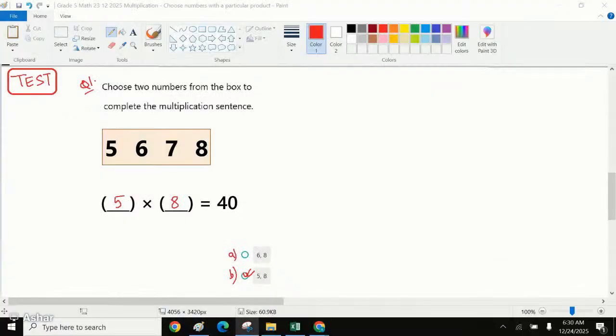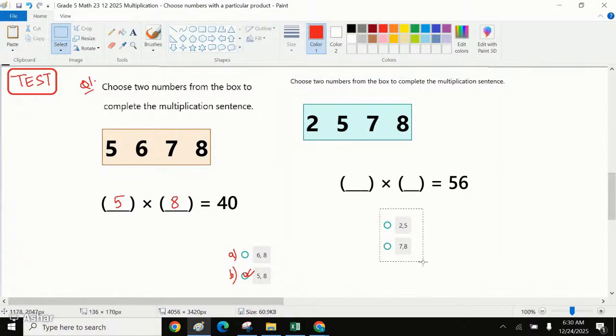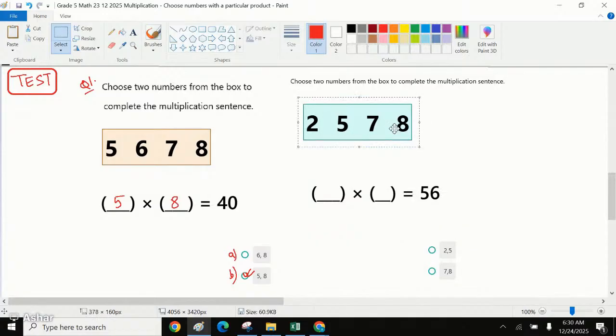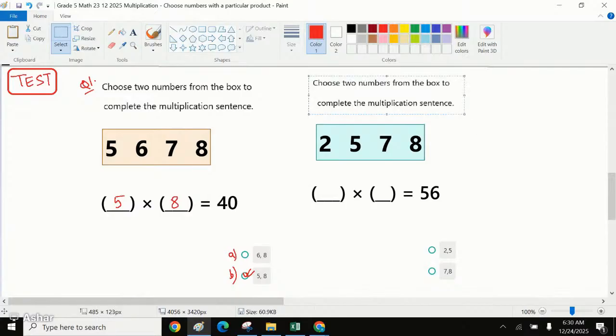The next question, question number 2 from the test. I'll just write down option A and option B. This was still the same statement. We need to complete the sentence. The question says, choose 2 numbers from the box to complete the multiplication sentence. This is option A and option B. So which 2 numbers when multiplied together will give an answer of 56? Option A or option B?